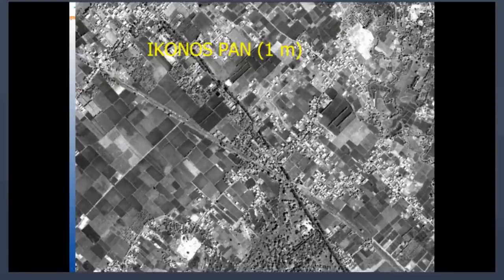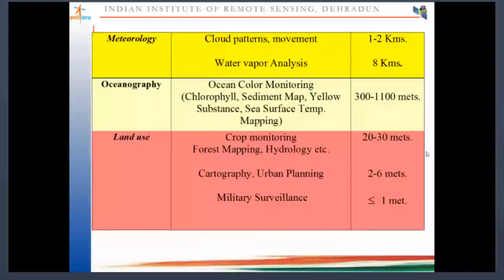There are several satellites which provide high spatial resolution. Some of them are listed here: IKONOS, QuickBird, WorldView, Cartosat, GeoEye, etc. For different types of purposes, you look at different spatial resolutions. For example, for meteorology applications, it's sufficient to work at the kilometer level. For oceanography, you can work around 500 meters or so. And for land use, land cover mapping or military surveillance, you'll have to go down to meter or sub-meter levels.